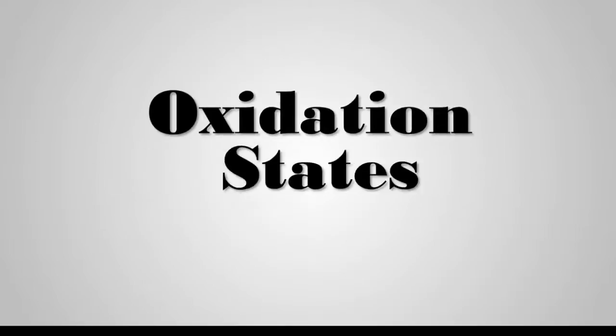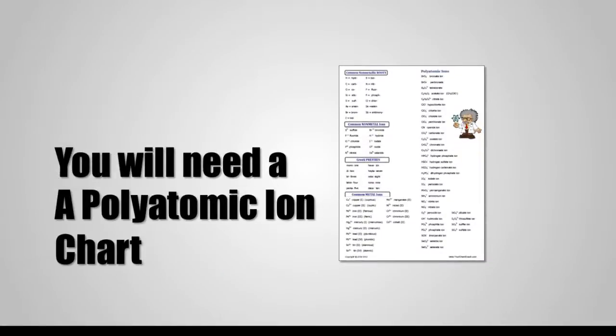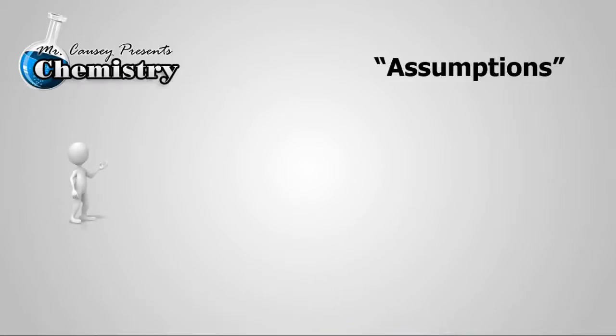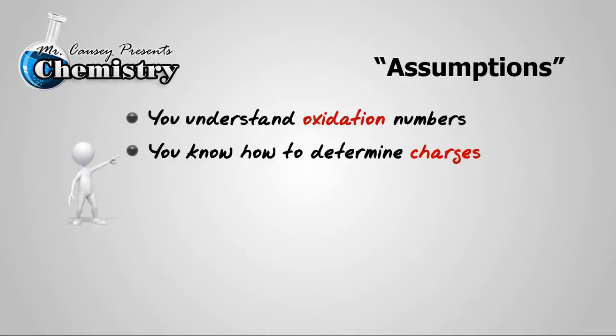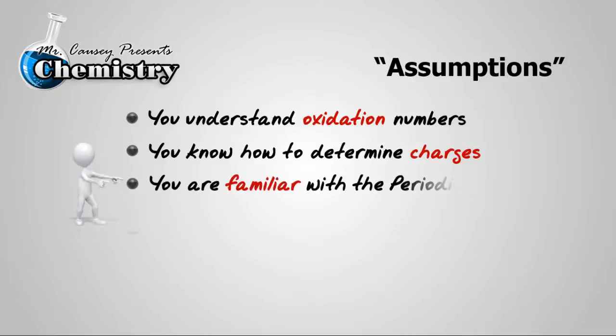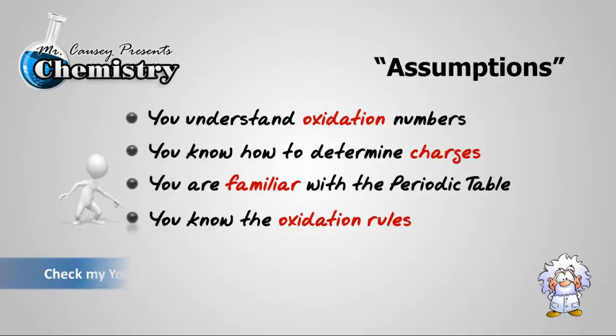And today we're going to talk about oxidation states of sulfur. So you'll need a periodic table and you're going to need a polyatomic ion chart. And I'm going to make a few assumptions. I'm going to assume that you understand oxidation numbers, that you know how to determine charges, that you are familiar with the periodic table, and you know the oxidation rules. And if you have any trouble with any of these, be sure to go to my channel and find a YouTube video for that situation.